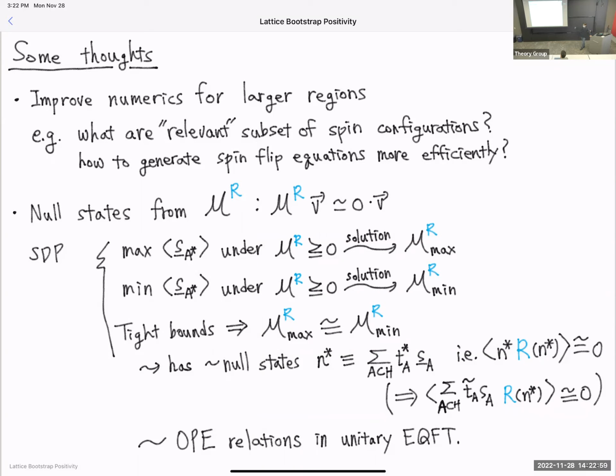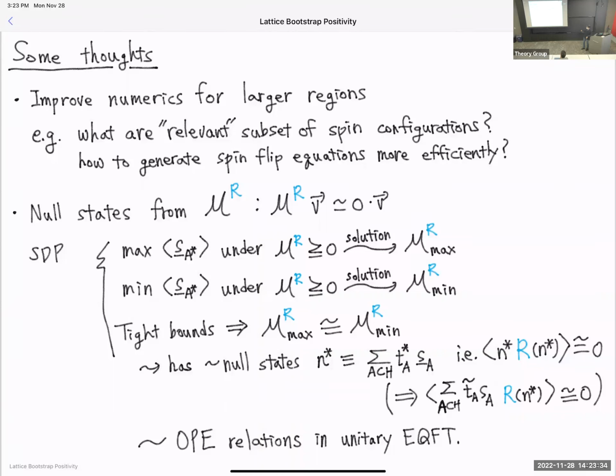Actually, when we were writing down all the code for generating these inputs for the SDP, it turns out that many things were highly redundant. For example, even when we are generating things like spin flip equations, we actually generate much more than what turns out to be the independent spin flip equations. So it means that there are lots of redundancies, and there must be a way to deal with these things more efficiently. So that's what we are currently thinking about.